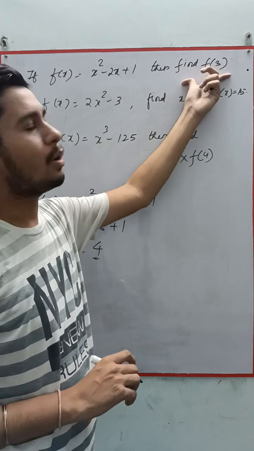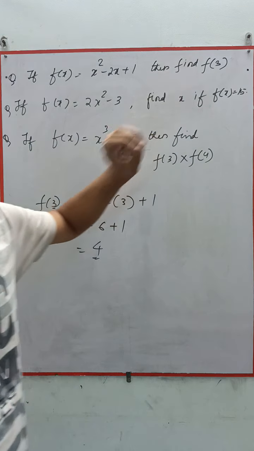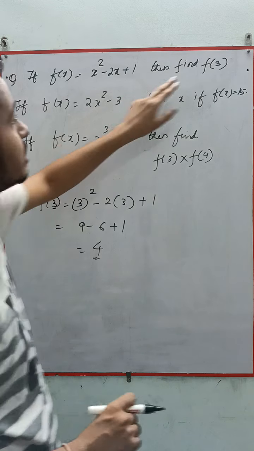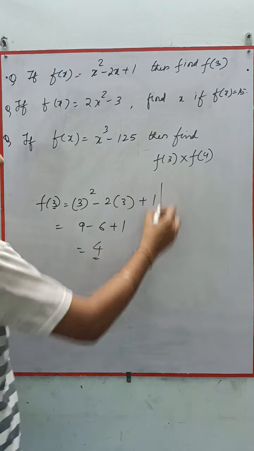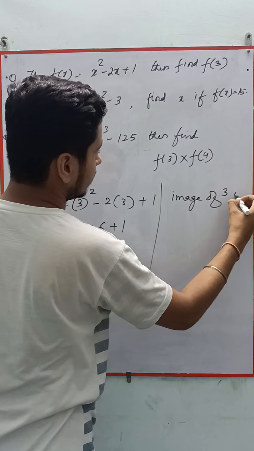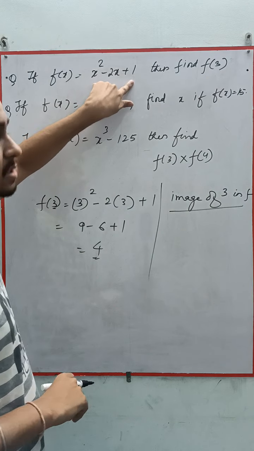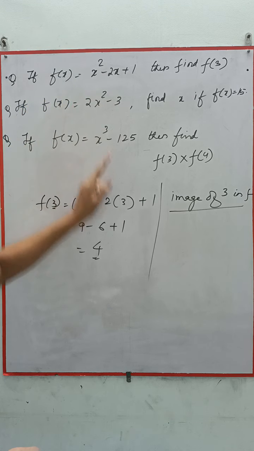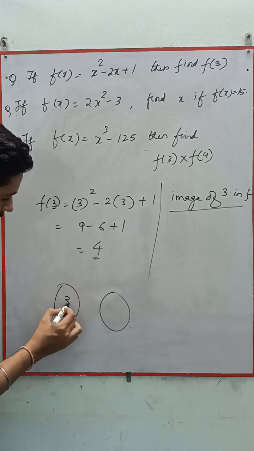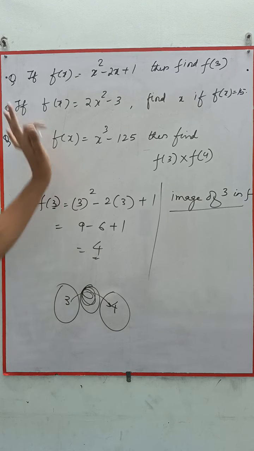See how they can change the wordings and ask in a very different way. They could ask, as it is also given in the book, the image of 3 under f. They can also ask the image of 3 in f. So the same concept you have to use here. You need to put the value of 3 in this equation wherever there is x, and get the value. That means this 3 is giving the image 4 with respect to the function. So this is the meaning of this question.